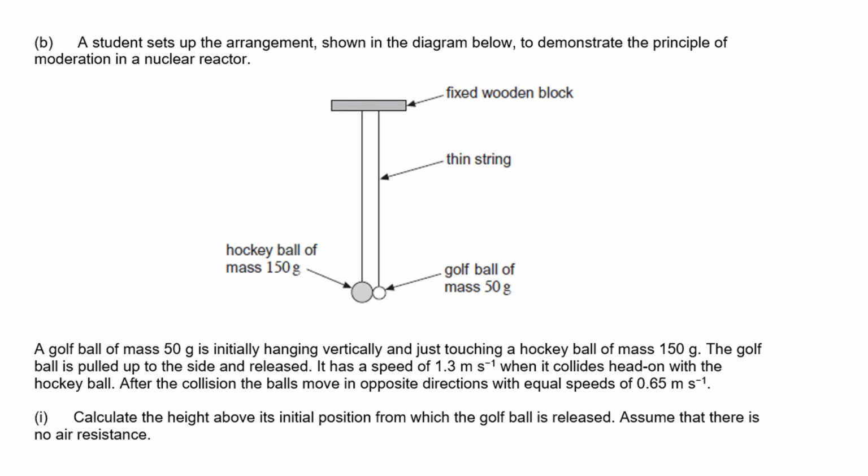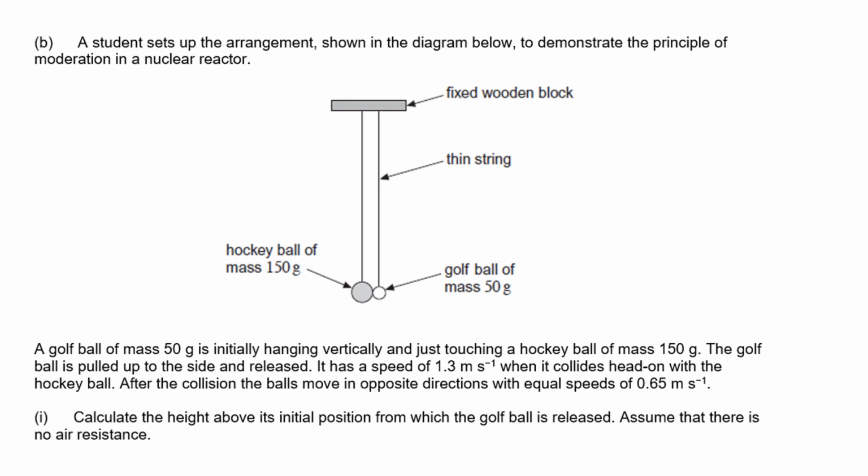Okay, so now we're going to model a thermal neutron, but we're going to do it using some pendulums colliding with each other. So we've got two objects. We've got a hockey ball of mass 150 grams and a golf ball of mass 50 grams on the same length string. And we're going to pull back the 50-gram golf ball and then release it. It tells us that it has a speed of 1.3 m/s when it collides with the hockey ball.